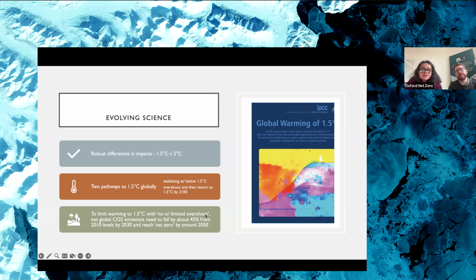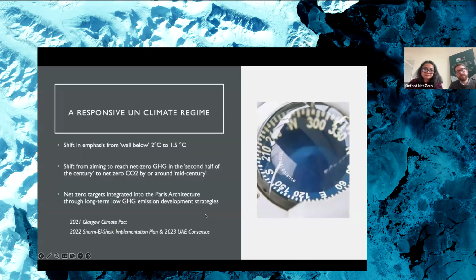later slides. To limit warming to 1.5 degrees with no or limited overshoot, the IPCC's 1.5 degree report found that net global CO2 emissions would need to fall by about 45% from 2010 levels by 2030 and reach net zero by around 2050. So the science advanced quite considerably, even in the 3 years since the Paris Agreement was signed.